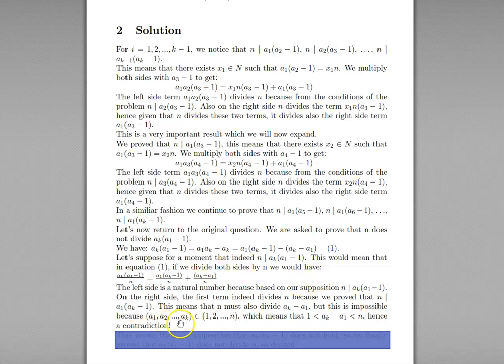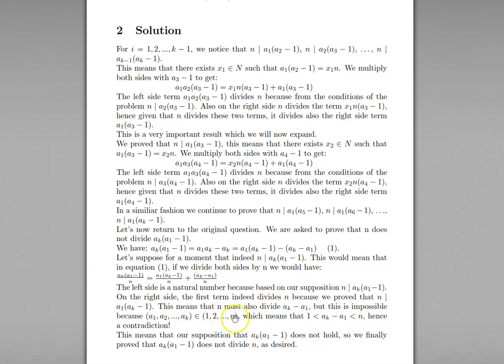So this means, by reaching a contradiction, that our original supposition that ak times a1 minus 1 is divisible by n is not true. So we finally were able to prove the request of this problem that n does not divide ak times a1 minus 1. I will leave the solution for a little bit on your screen, so you can pause the video maybe and have a better look at this solution.